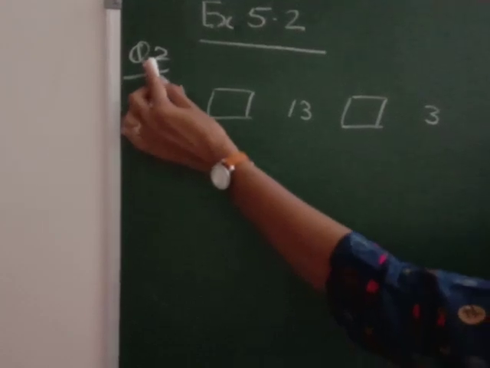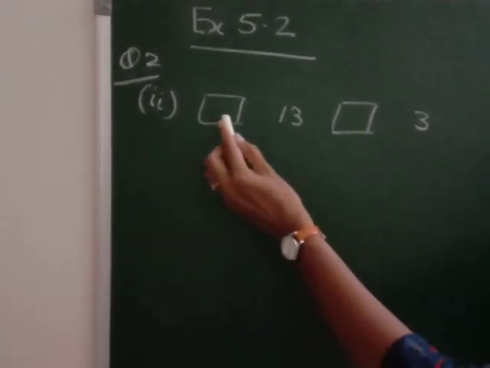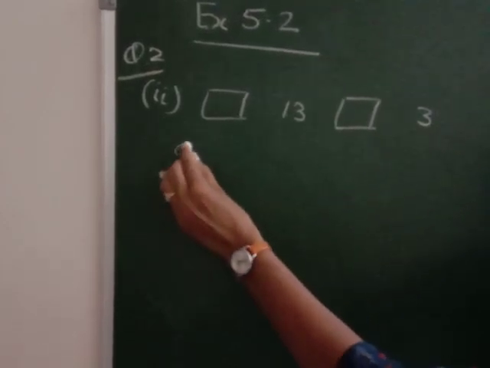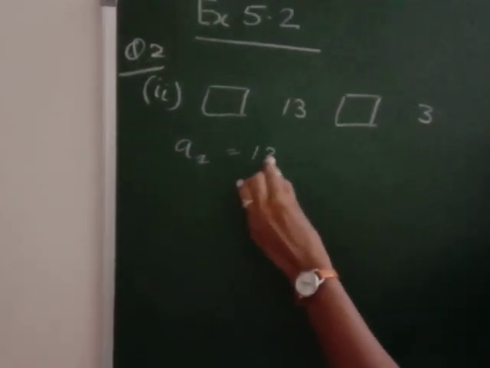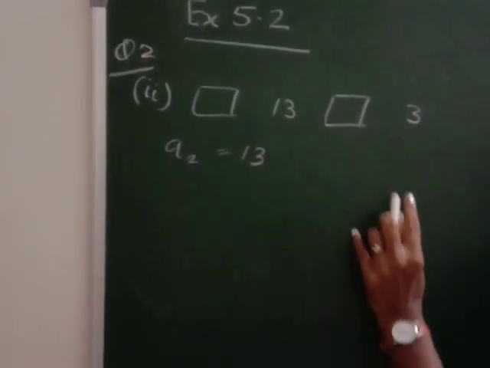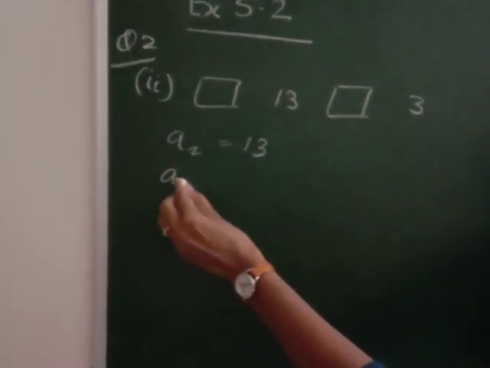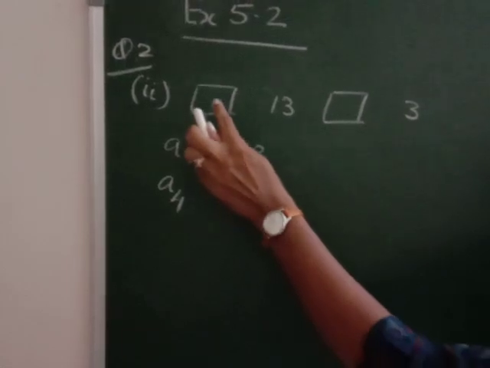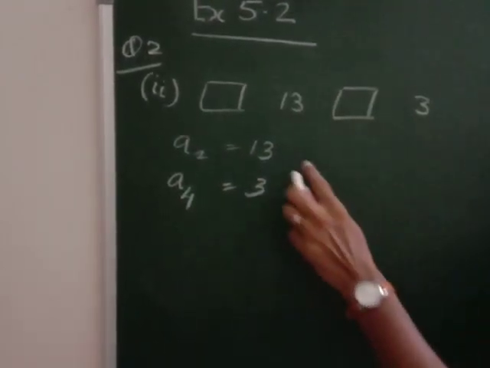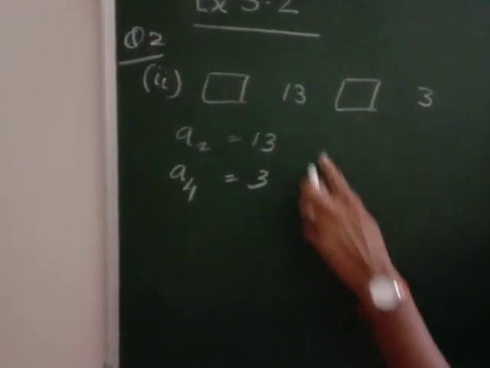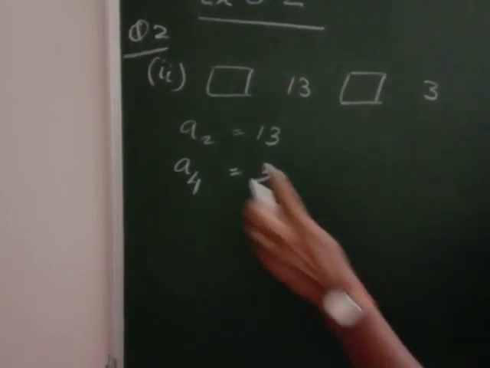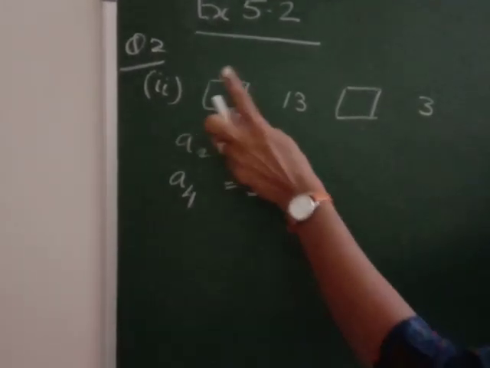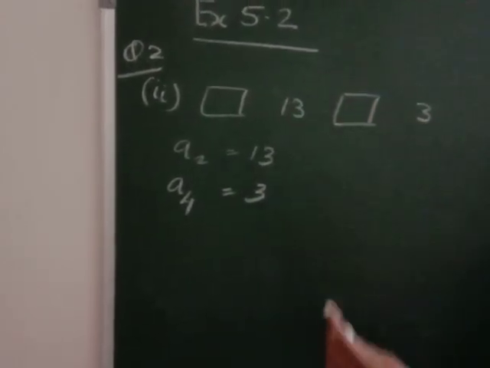Question number 2, second. Now here, first term is not given, second term is given, that is A2 is equal to 13. Third term is also not given, and the fourth term is given, that is A4 is equal to 3. So we have to find the first term and third term. Here A is also not known to us, D is also not known to us. But two terms are given. So we can find the A and D, and then we can find the remaining terms.